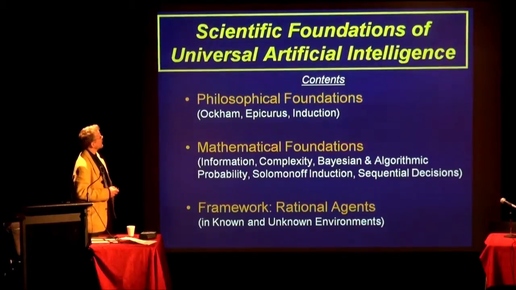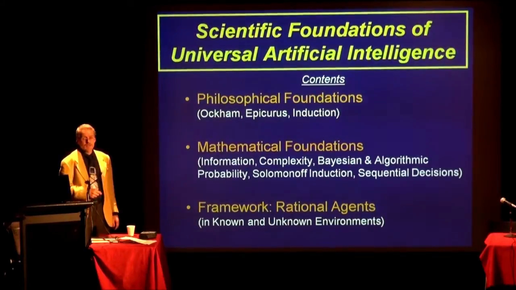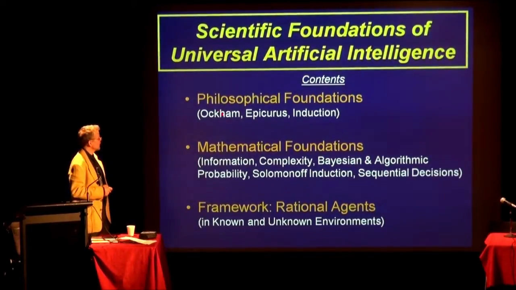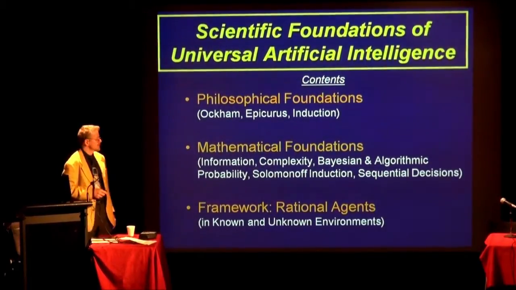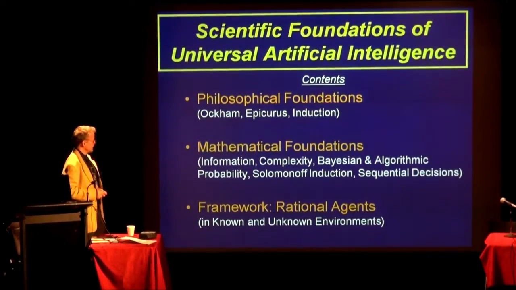which describes superintelligences. So I will talk about the philosophical foundations of this theory, mainly Occam's razor, Epicurus' principle, induction, and so on. Then the mathematical foundations, but I will strip off most of the mathematics, except for one final equation I really would like to show you. And then it will come back to the rational agents framework.